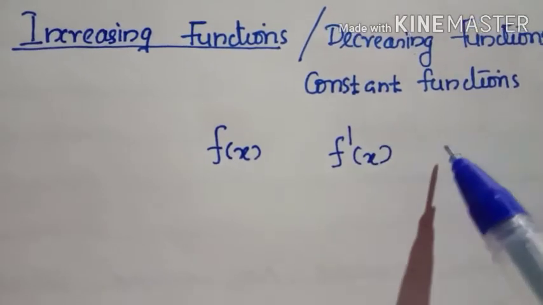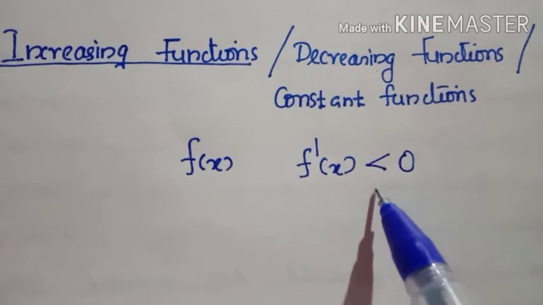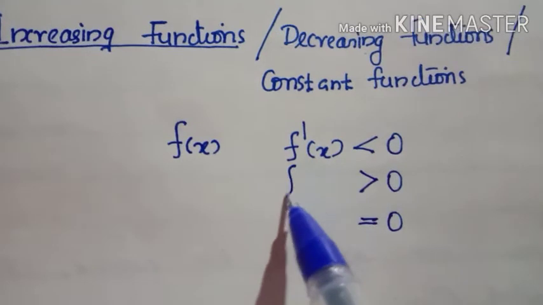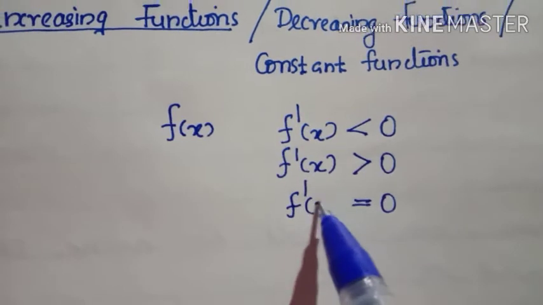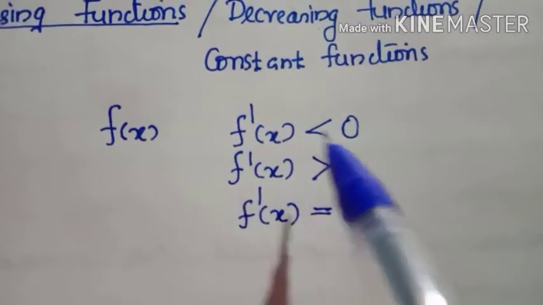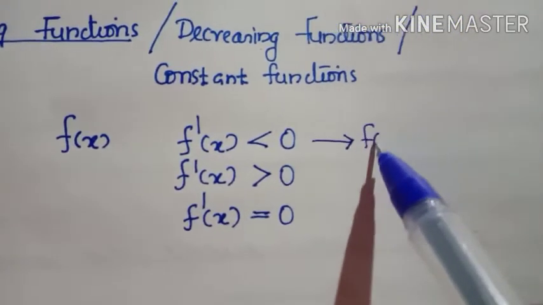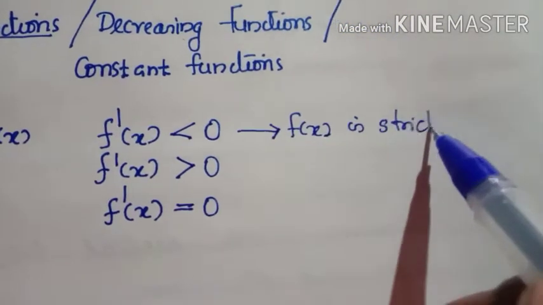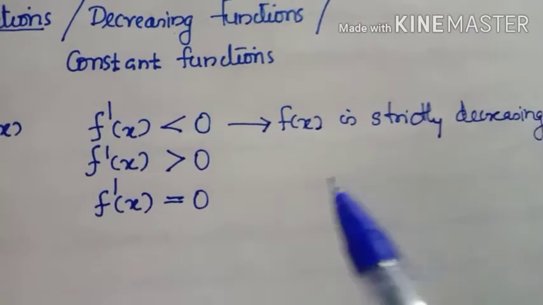This first derivative is divided into three cases: less than 0, greater than 0, equal to 0. First derivative less than 0, first derivative greater than 0, first derivative equal to 0. Listen, if f dash of x is less than 0, then we can say that the given function f of x is strictly decreasing. Strictly decreasing when the first derivative is less than 0.